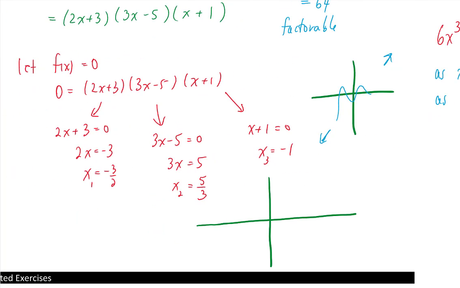So our zeros are at negative 1.5, or negative 3 over 2, at negative 1, and at 5 over 3. So again, this is just a sketch, and based upon our end behavior, we're going to go up through the first zero, down through the second, and up through the third. So here's a sketch of our polynomial.